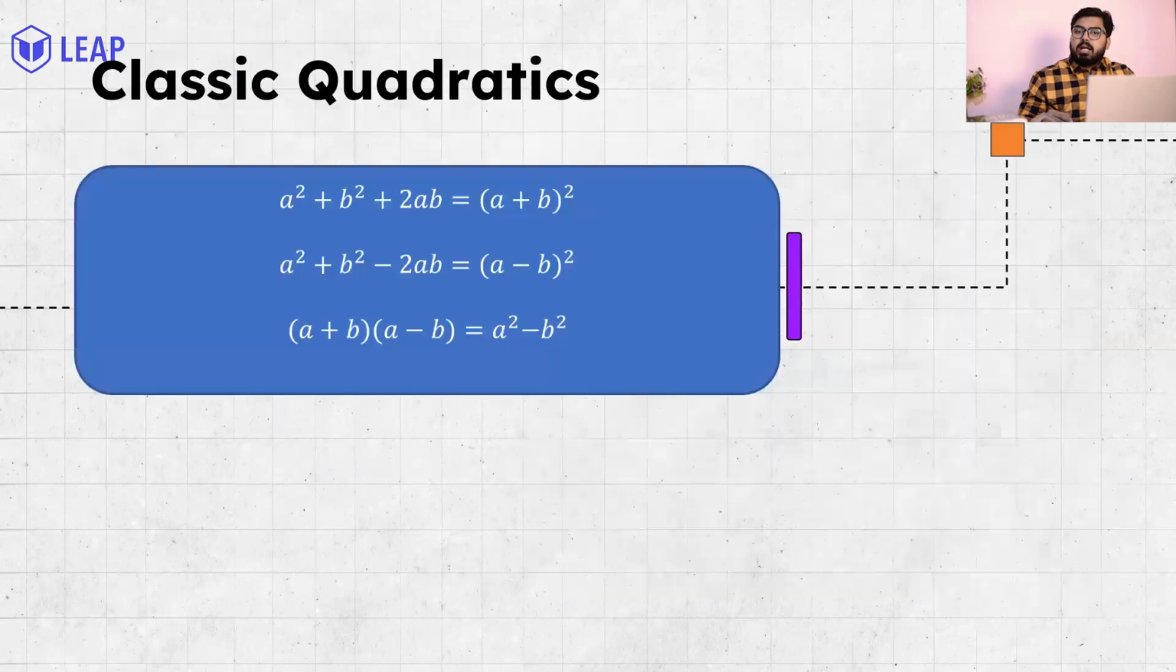There are some classic quadratics that you have to remember, like a plus b whole square, a minus b whole square, and a square minus b square. If you remember these, they will help you solve some questions easily. So make a note of this.